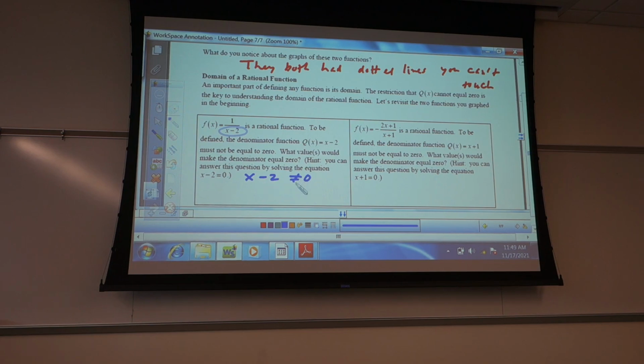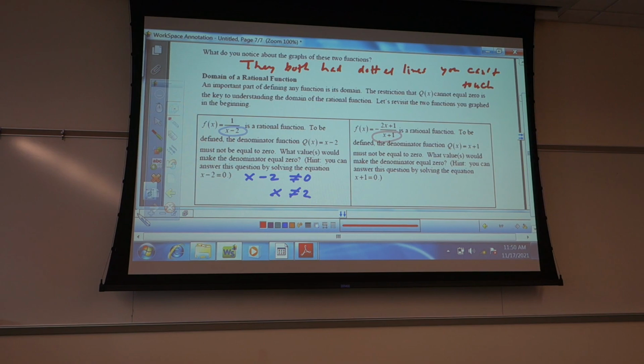So how do I solve that for x? I add 2 to both sides. So I'm understanding what I'm doing to get rid of that minus 2. So x can't be 2. How about this one over here? What can't be 0? X plus 1.